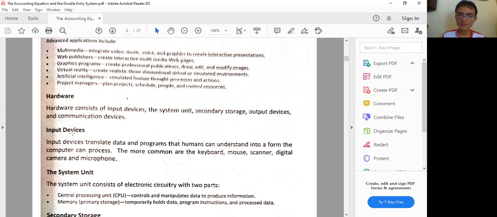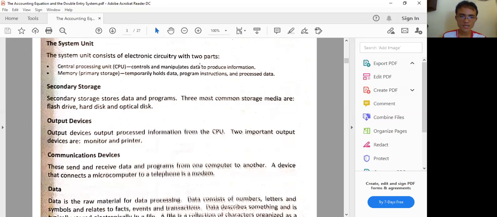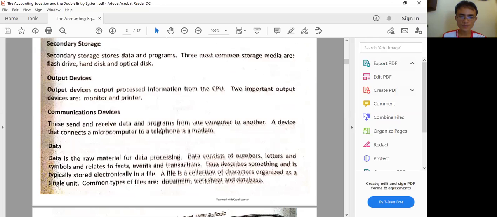Then hardware. The hardware would be the physical items which can be divided into the input, output, storage, and the communication devices and the system unit. Communication devices, though, could be classified into output in certain cases or situations.